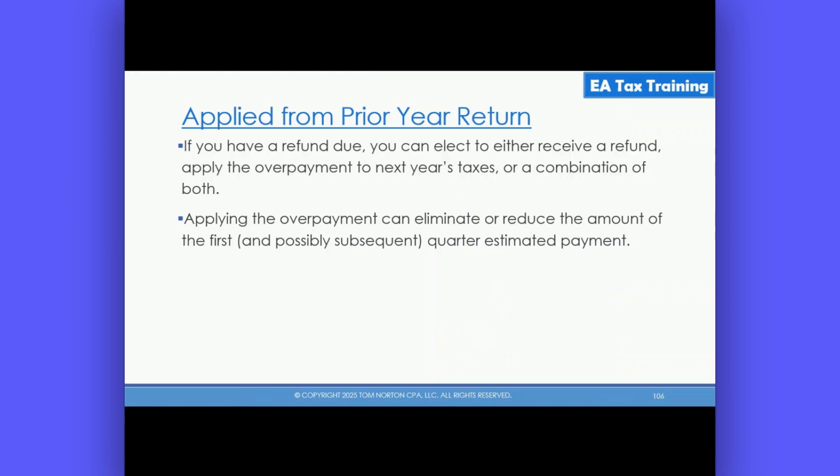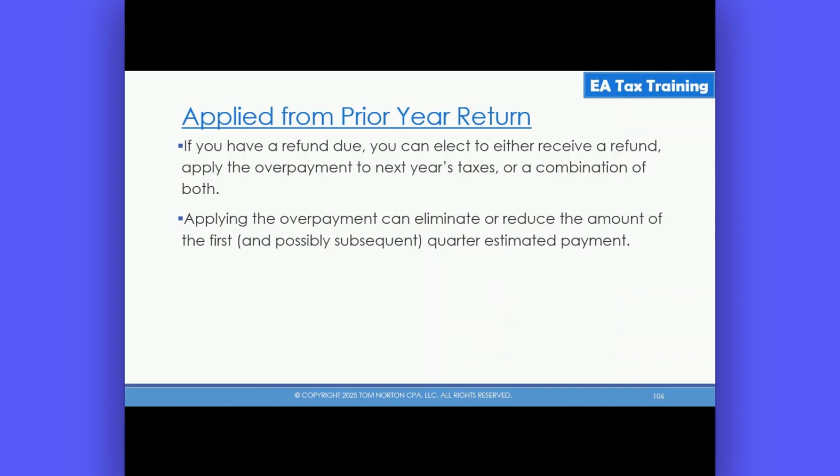So if you're doing your tax return and you can already tell that, I'm going to need to make estimated payments for this year. So let's say you're doing your 2024 tax return in 2025. And you're saying, you know what, I'm going to need to make estimated payments for 2025. Instead of having the IRS send you a refund and then turning around and sending them a check for your estimated payment, you can just have them apply that refund to that estimated payment.